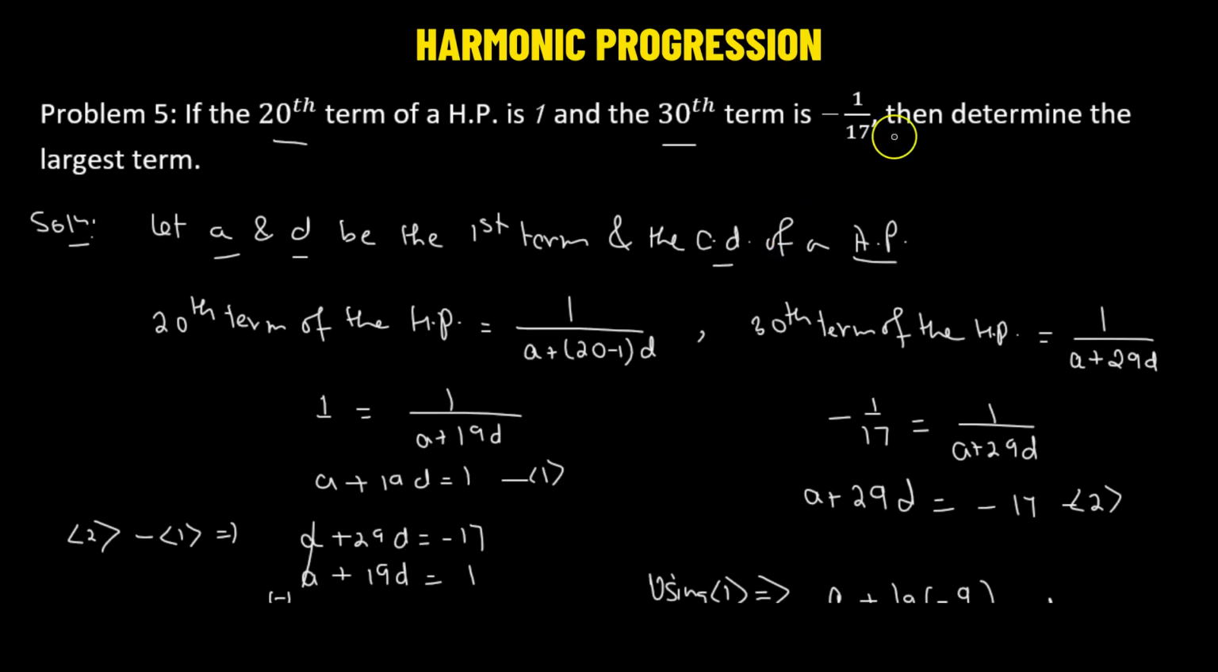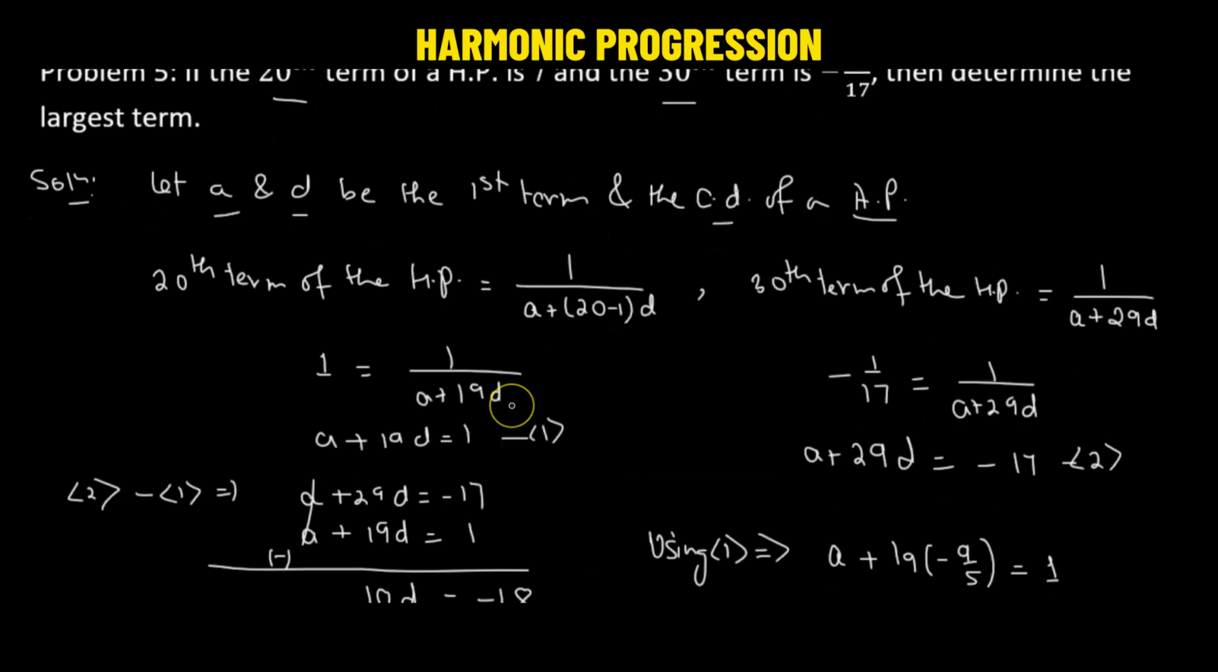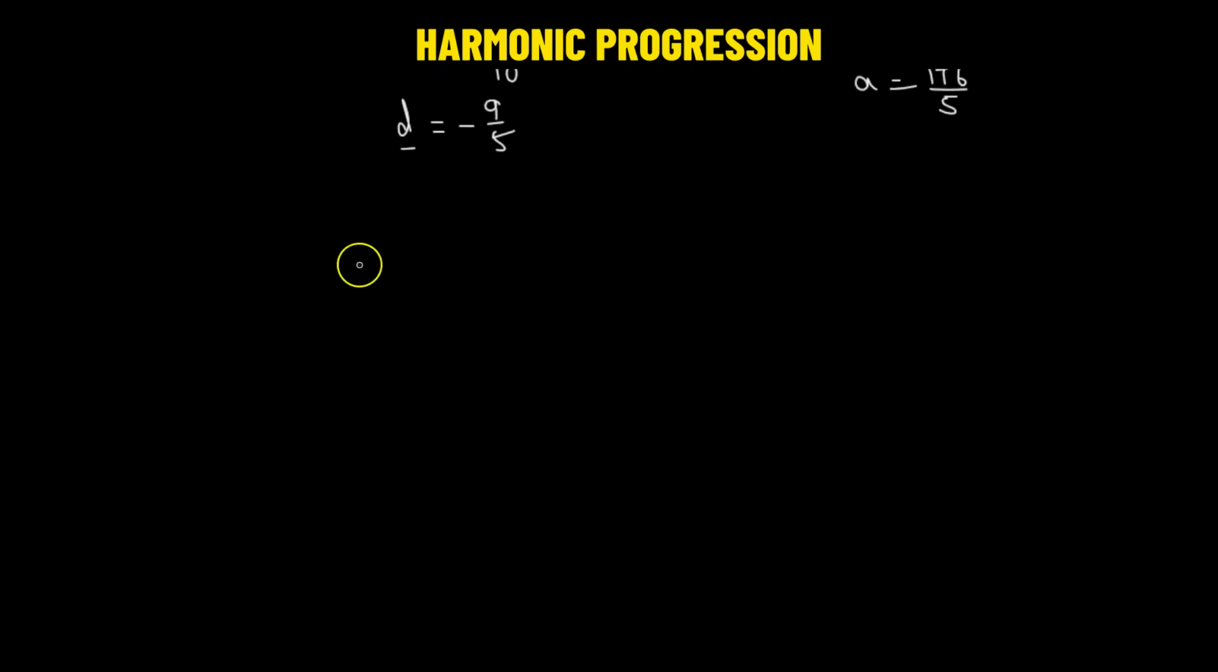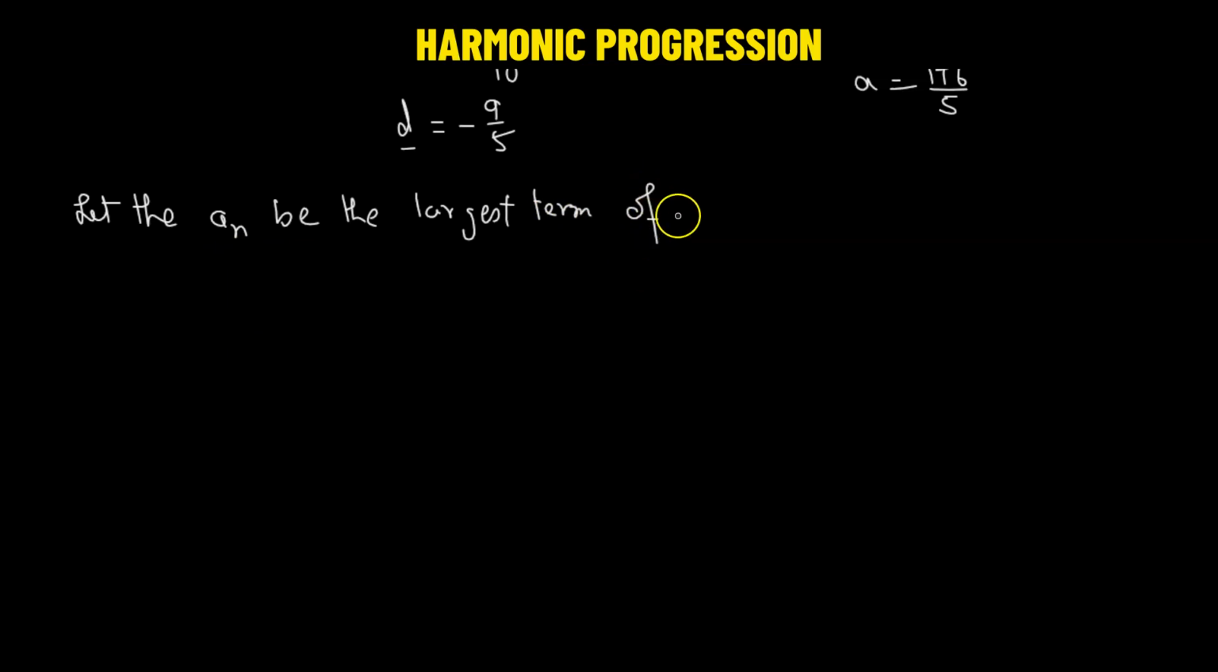Now we have to determine the largest term. Let us suppose that the nth term, a_n, is the largest term. This is an assumption. So how do we find the largest term? We obviously have to find the largest term of the given harmonic progression. So the nth term is given by 1 over a plus n minus 1 times the common difference d.